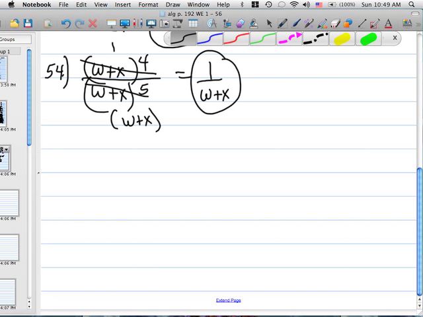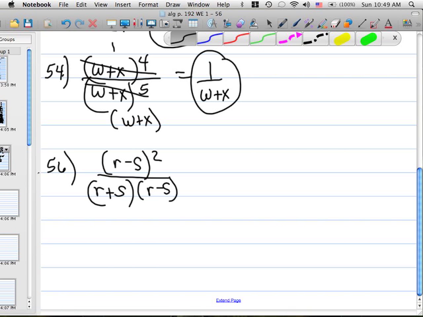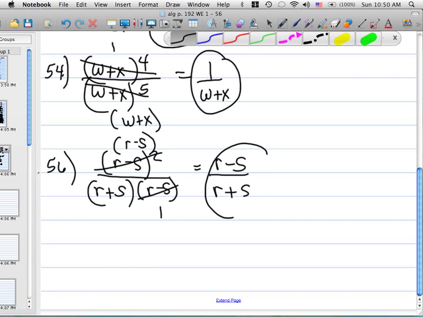And the last problem, 56, I have the quantity r minus s squared over r plus s and r minus s. I can take out 1 r minus s here, 1 here, leaving me an r minus s. So my answer is r minus s on top and r plus s on the bottom.